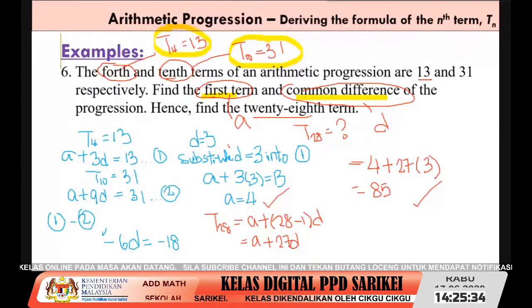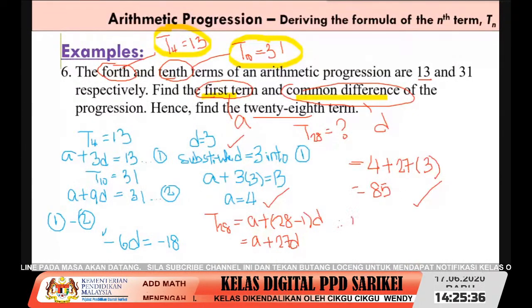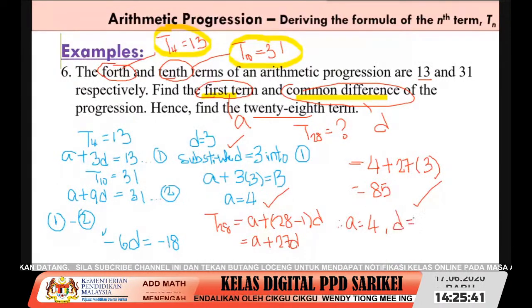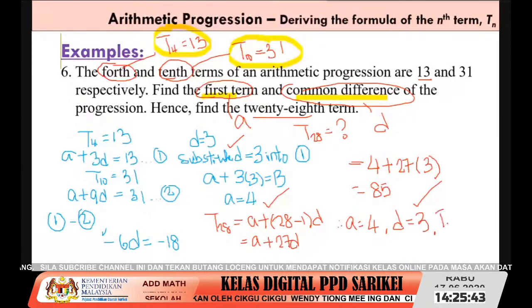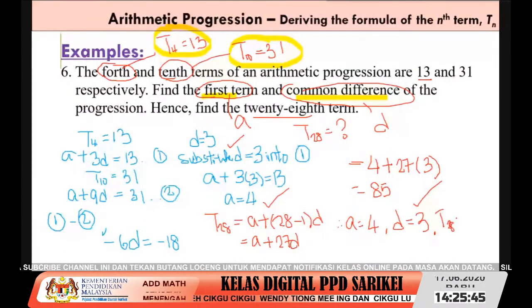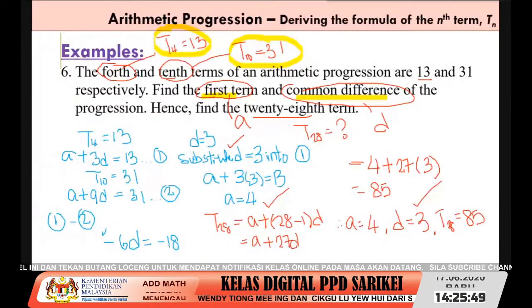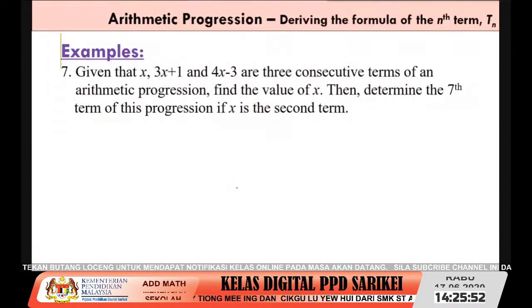A equal to 4, D equal to 3. So if you want, you can write down the final answer. A equal to 4, D equal to 3, and T28, 28th term, sebutan yang ke-28 sama dengan 85.